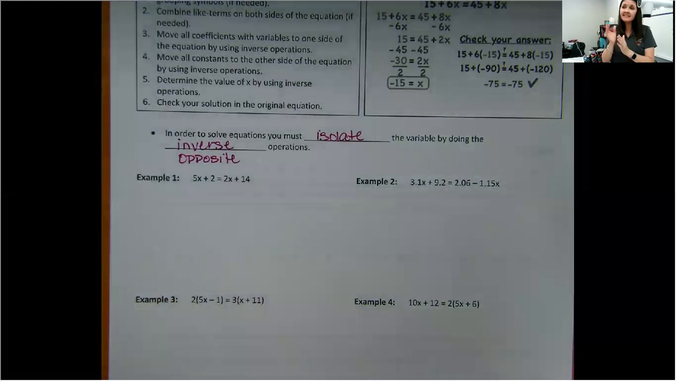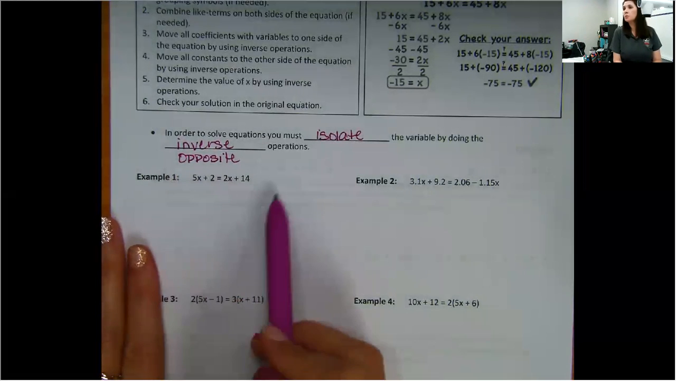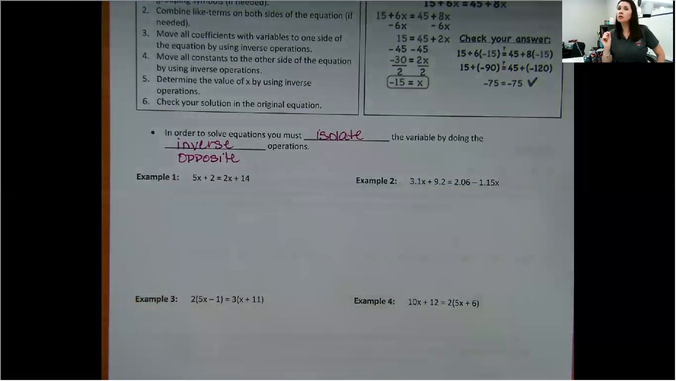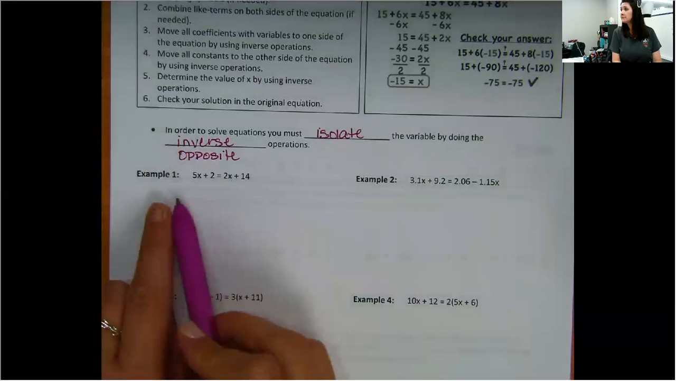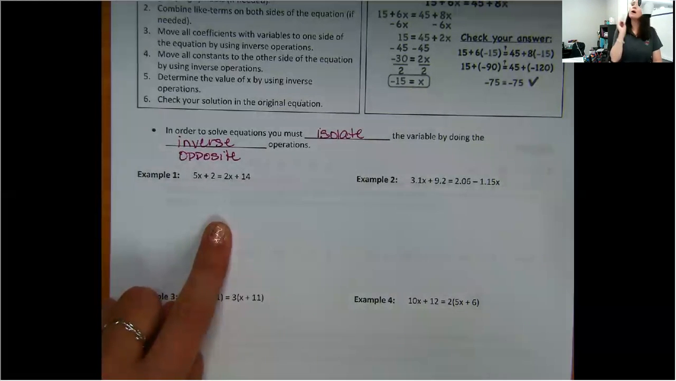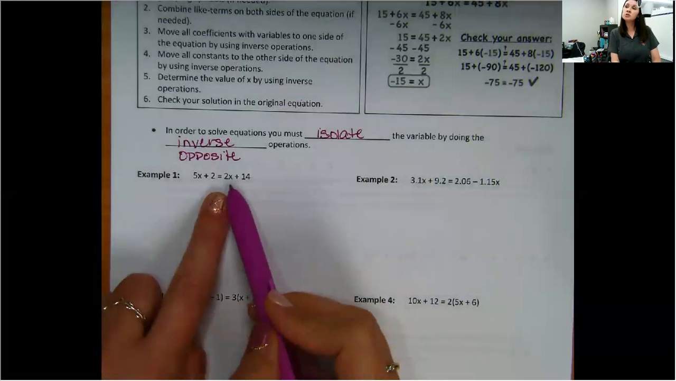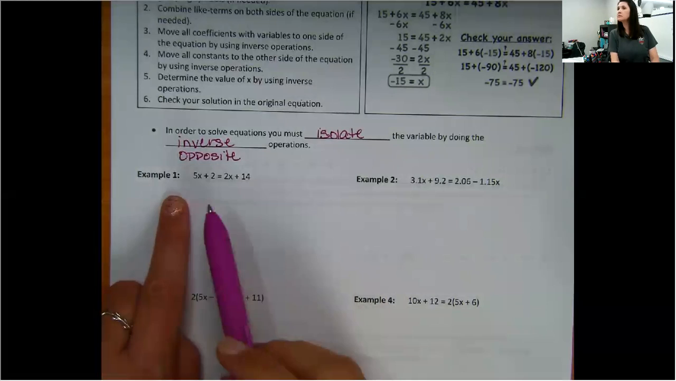Now, it does not matter which side I move it to. In this case, it doesn't matter if I move my 2x to the left or if I move my 5x to the right. However, when I look at my problems, I ask, how am I going to keep my coefficients positive? That tells me which one I'm going to move. For example, if I move my 5x to the right, I will be subtracting 5x from both sides. That's going to give me a negative 3x. I don't want a negative 3x. I want a positive 3x. So I will take my 2x and move it over to the left and subtract that, and it will give me a positive 3x.